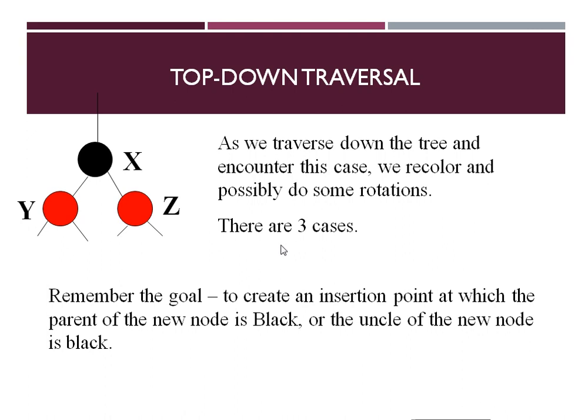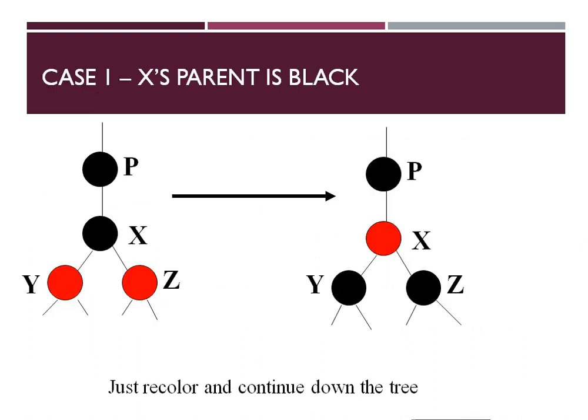So there are three cases here. Remember, here we have a goal to create an insertion point at which the parent of the new node is black or the uncle of the new node is black. Since it doesn't satisfy this goal, we need to do some computation here. So in this case, we will just recolor both of these nodes where we want to make the insertion. So we'll recolor Y as well as Z as black, as shown in the figure.